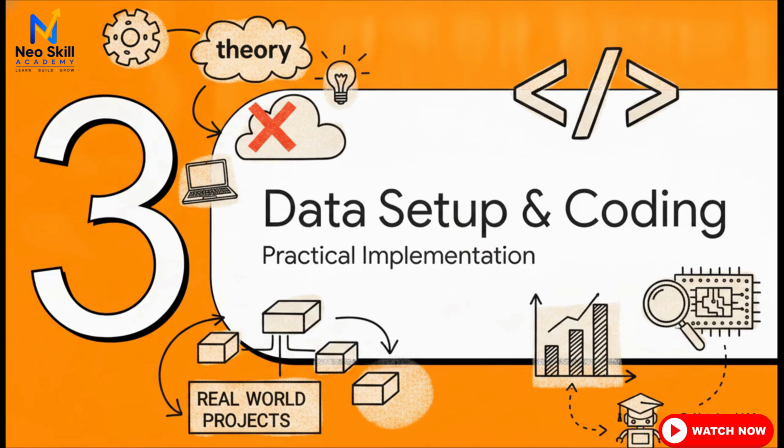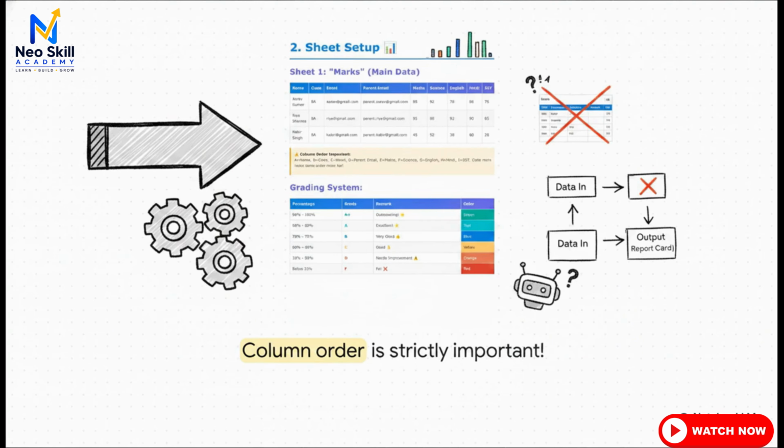All right, Section 3, Data Setup and Coding. Let's get into the practical setup now, because here at NeoSkill Academy, we strongly believe in learning by actually doing real-world projects. First things first, the data setup. Listen carefully here. The exact column order is strictly important. Column A is for the name, B is for class, E is for maths, F is for science, and so on. Why? Because our code expects the data to be in this precise order. If you randomly change the columns, the code is going to get confused and the magic will break.